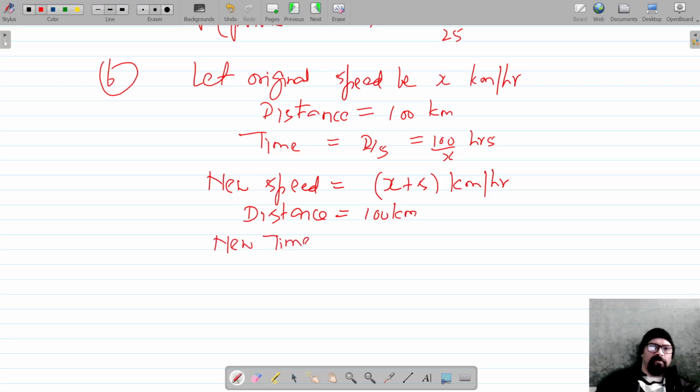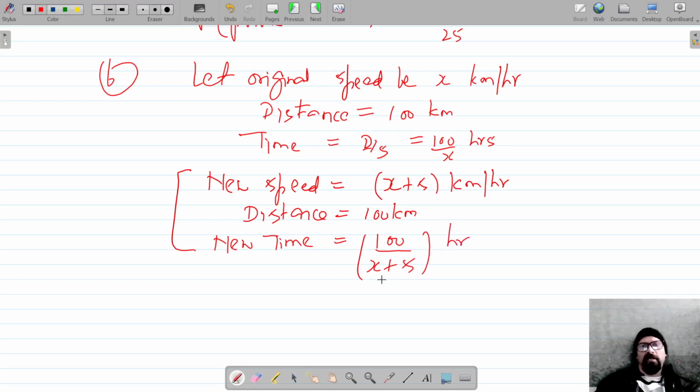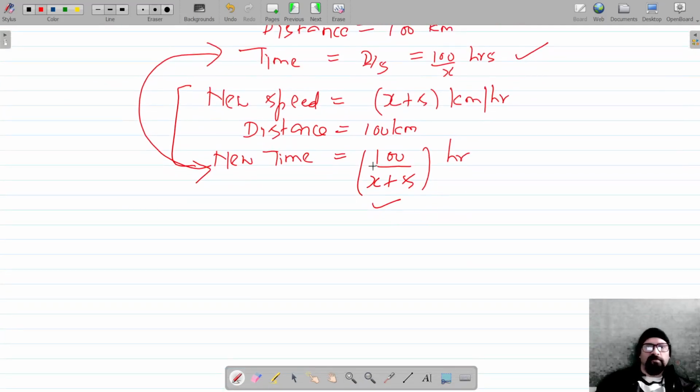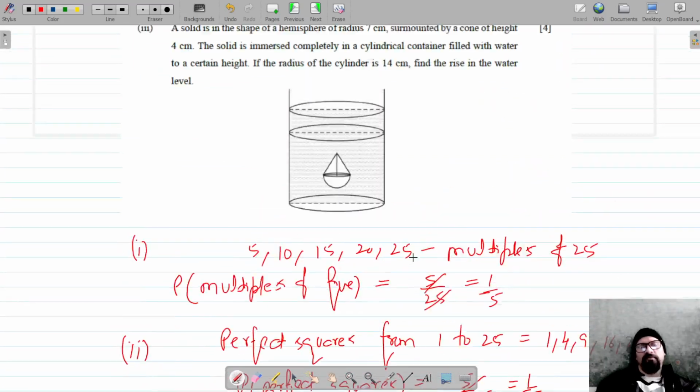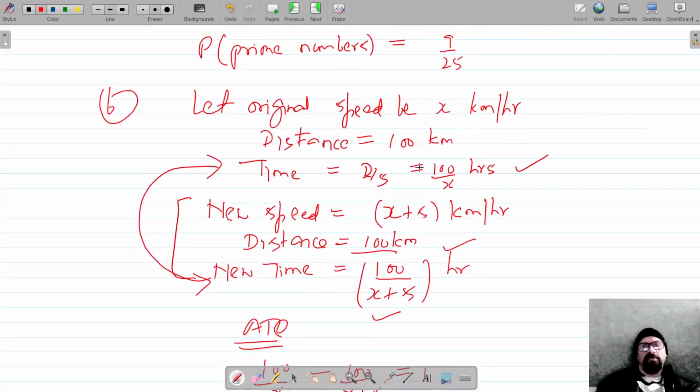So when the speed is increased, this is once again distance by speed, which is now x by x plus 5 hours. Now here the speed is increased, so this time is less as compared to this time. So this time's value is more than the new time, because the speed is increased, so we will take less time to cover the same distance. So this one is more, and the difference between these two times is 1 hour. So it's given that it's 1 hour less.